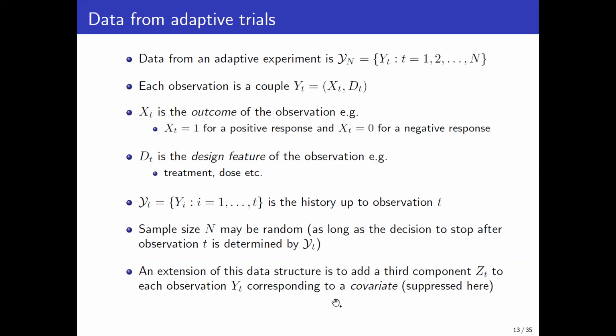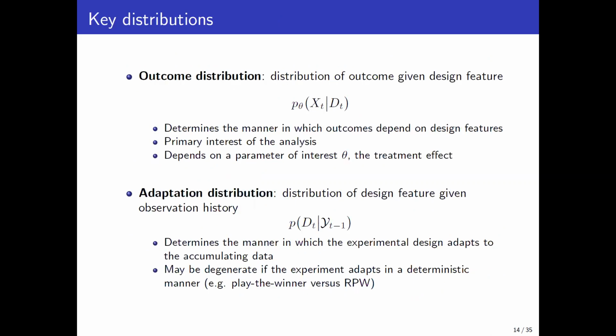Now, one thing I'm suppressing here, that if you're interested you can look at in the paper, is that we can have a third component to the observation, which is a covariate. Just to keep it simple, I'm going to suppress that, but there are also some interesting elements involved in taking account of it, and when we come to talk about the assumptions, I will make a couple of comments about that component as well.